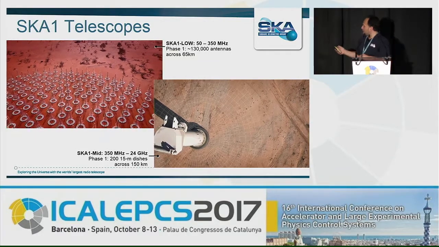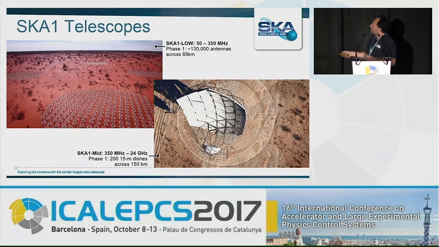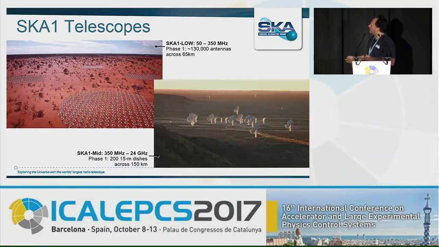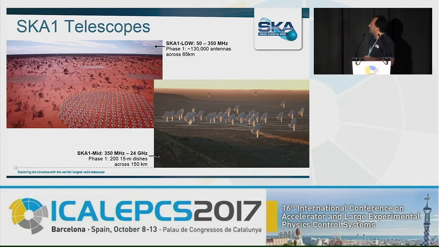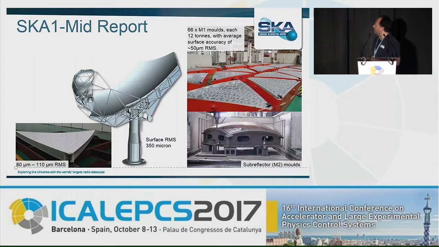So here what I'm showing is the 2 different technologies that we will have for the telescopes. This is for the low frequency aperture array, and these are the mid telescopes. These will cover a range from 350 megahertz to 24 gigahertz, while the low goes from 50 to 350 megahertz. So together we cover from 50 megahertz to 24 gigahertz, which goes next to the lower limit of ALMA. So we can have a very good view of what the universe looks like in the radio frequencies.